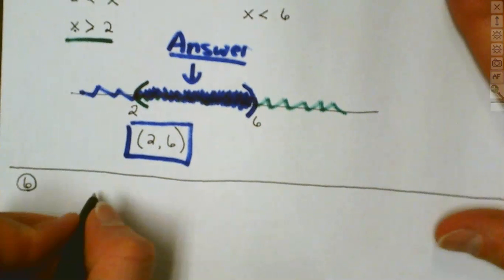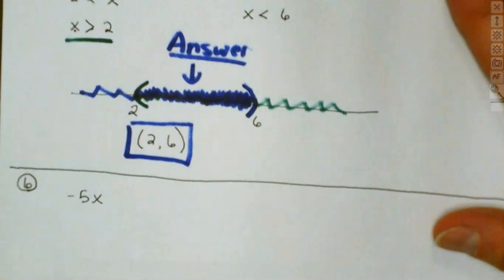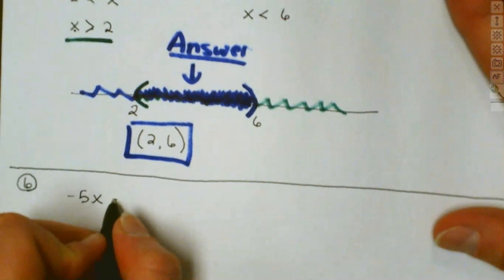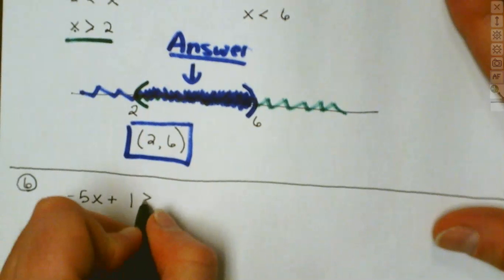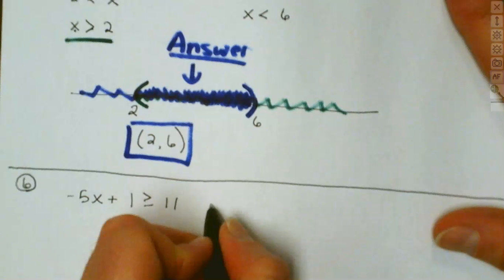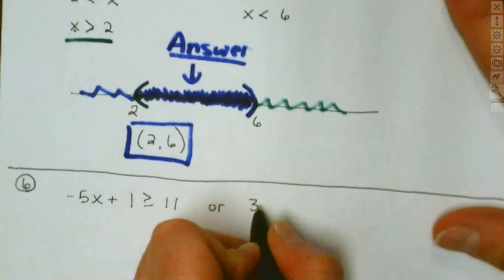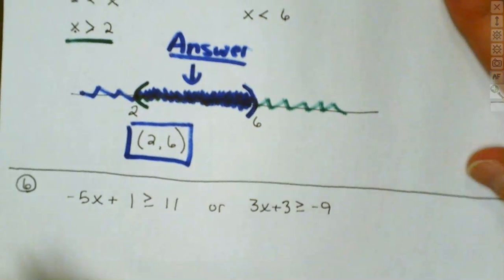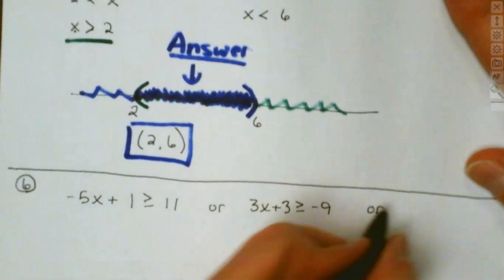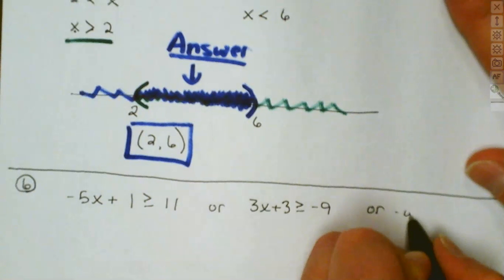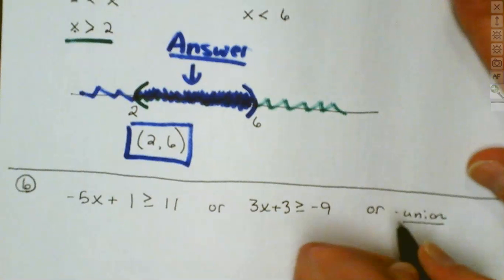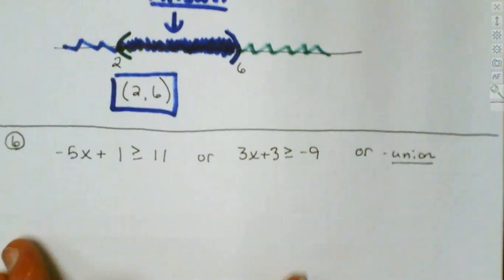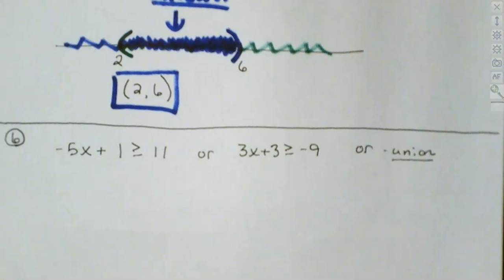And this is an or. So we've got negative 5x plus 1 is greater than or equal to 11, or 3x plus 3 is greater than or equal to 9. Now, what about an or? Or means union. So think of it like a marriage. Everything gets combined together. If you own a car and your wife owns a car when you get married, all of it goes together.